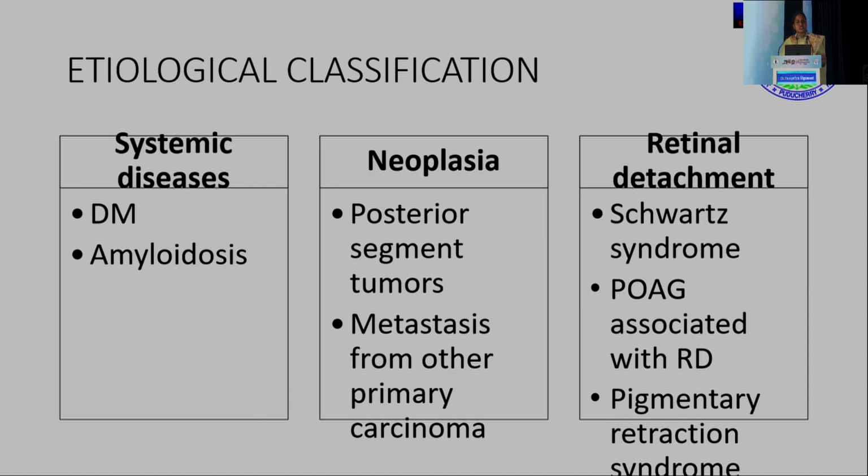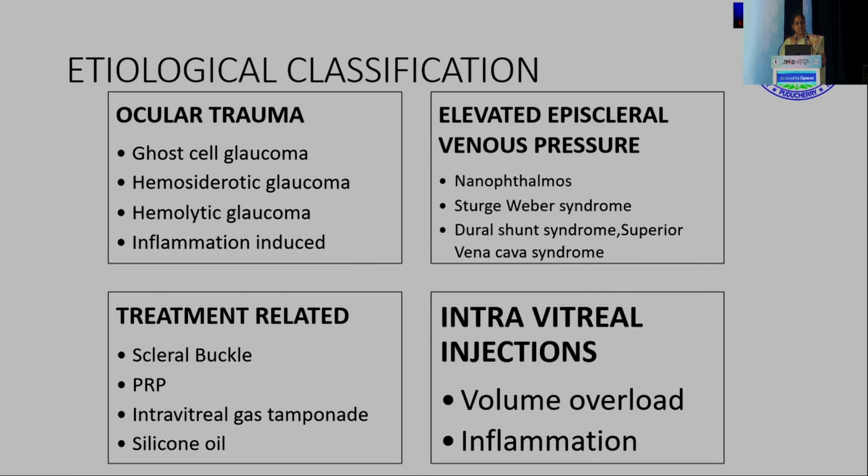And systemic diseases, diabetes mellitus and amyloidosis, and most importantly, tumors, either the posterior segment tumors or metastasis from other primary carcinomas, RD-associated Schwartz syndrome, POAG related associated with RD and pigmentary retraction syndrome. Ocular trauma causes glaucoma due to multiple mechanisms, elevated episcleral venous pressure, and treatment-related and intravitreal injections.